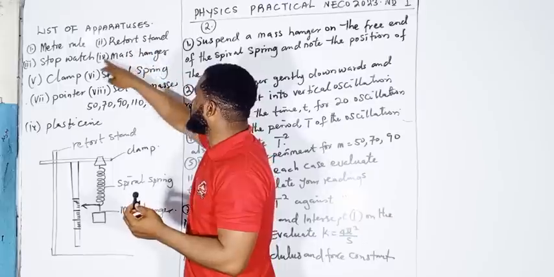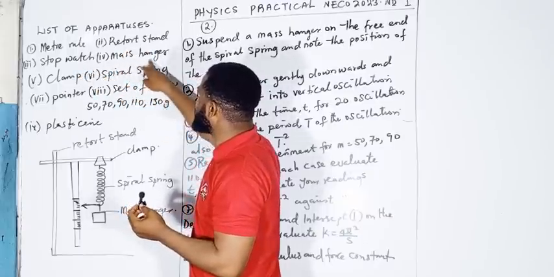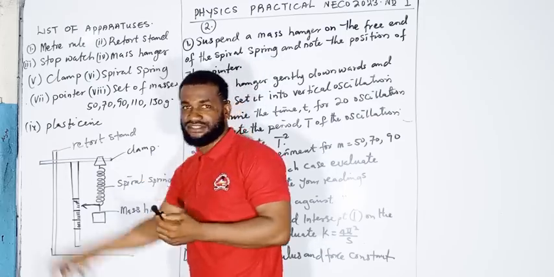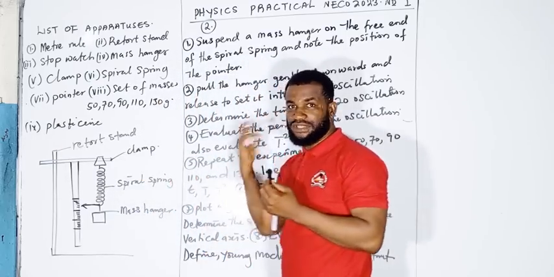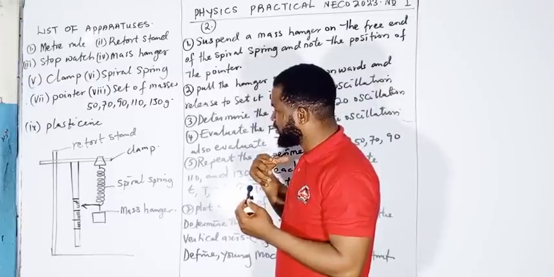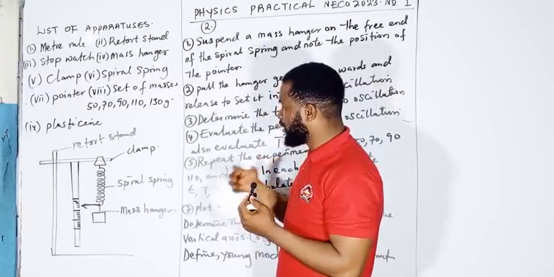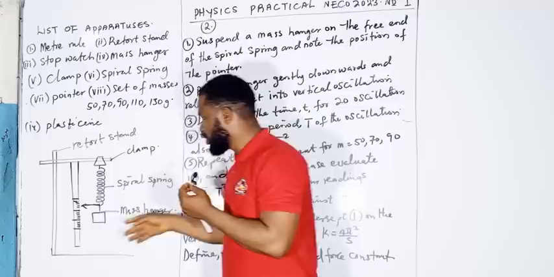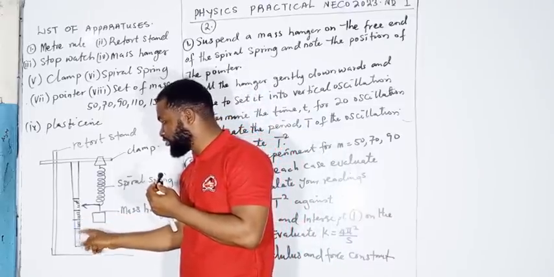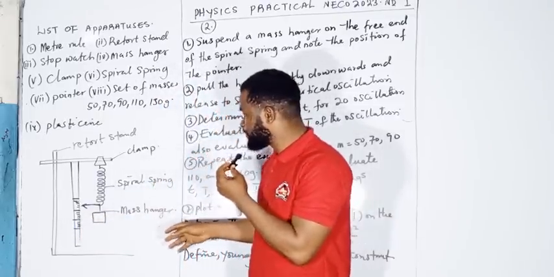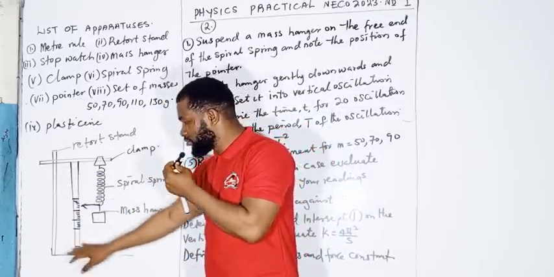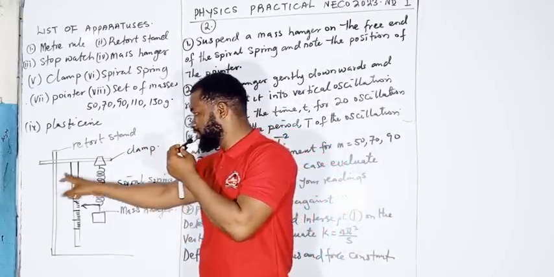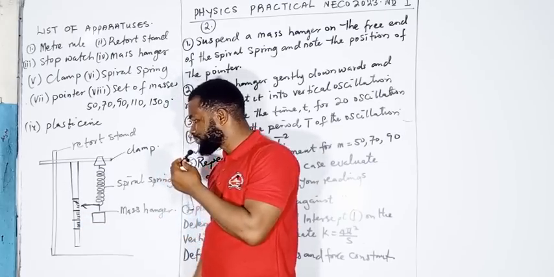These are the apparatus: meter rule, retort stand, stopwatch, mass hanger, clamp, spiral spring, pointer, set of masses, and plasticine. Now, the first one I did, I was able to generate the extension, but here I'm also going to consider the extension and measurement, anyhow they want us to do it. This is how I'm going to set it up: the mass hanger, the spiral spring, the clamp, the retort stand, the meter rule, and the pointer.